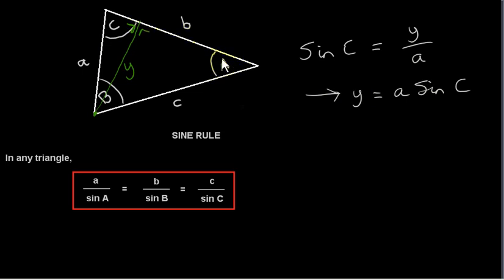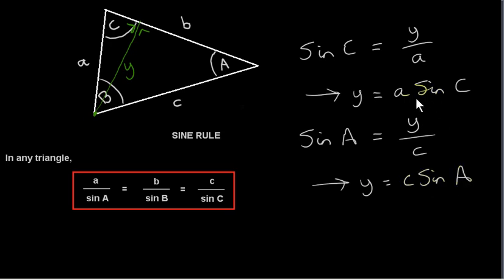And then we go to this other right angle triangle next to it, which contains angle A. We see that the sine of angle A is the side opposite angle A, which is y, divided by the hypotenuse of this right angle triangle, which is C. So from this we get y equals C sine A. So A sine C and C sine A are both equal to y. They're both equal to the same thing, so they must be equal to each other.